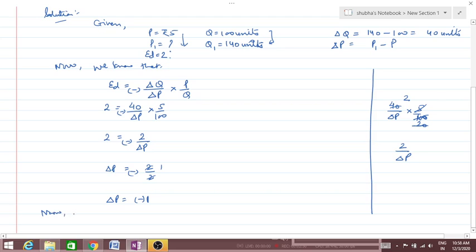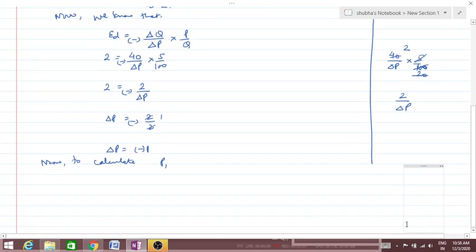Now to calculate P1, what we have to do is write the formula of delta P. Delta P is equal to P1 minus P. Delta P is minus 1, P1 we don't know, P is 5. So this minus 5 will come to this side. So minus 1 plus 5 is equal to P1, because when we take this minus 5 to this side, it will become plus 5. Now minus and plus will be minus, and the sign will be of the greater digit. So 5 minus 1 is 4. 4 is equal to P1.